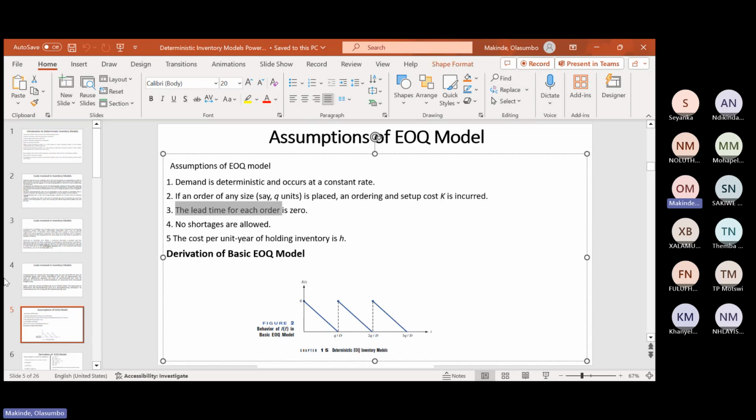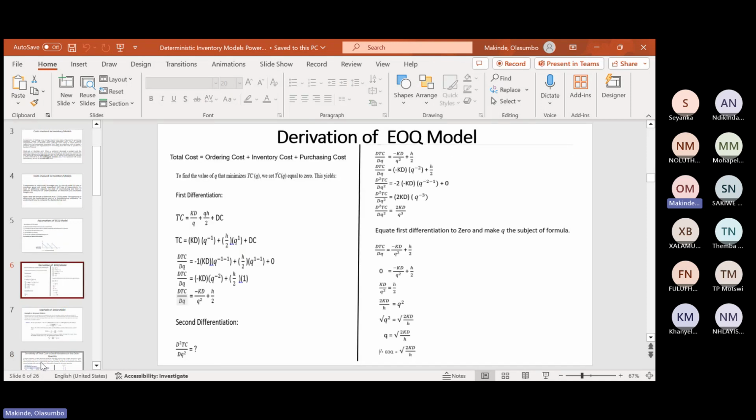Then we discuss the behavior of how you consume this inventory after you get the order, using this graph of how the EOQ model's ordering and consumption work. So we stopped there. Then we said we are going to continue today.